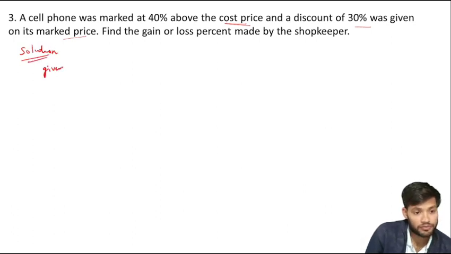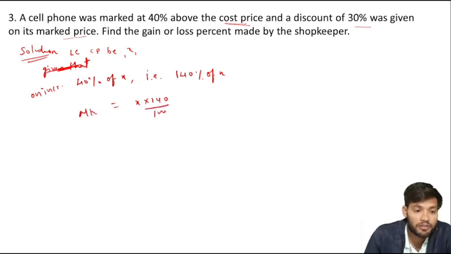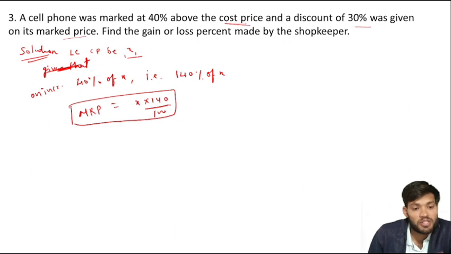In this case, solution, given that first of all let CP be X. Now when we increase 40% of X, that is 140% of X, which equals X into 140 by 100. This is the MRP. CP is X, MRP is 140 by 100 X.